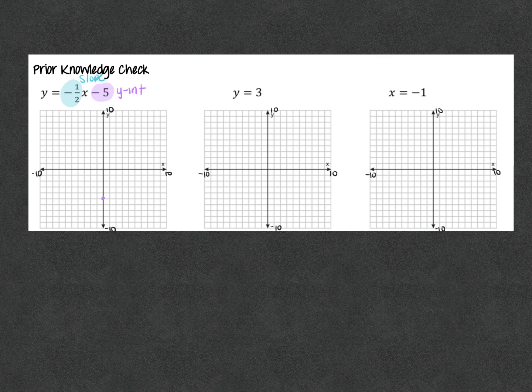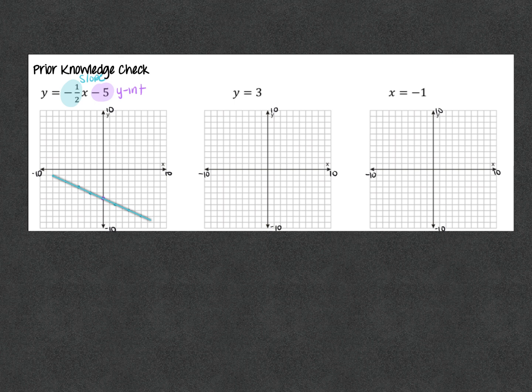So our slope is -1/2. That means we're going to go down 1 and then to the right 2. Down 1, right 2, down 1, right 2. You can do that a few times. You can also go in the opposite direction, so we could have gone up 1 and then back 2. Okay. And then you want to use a ruler for these so that your line is accurate, and then you're going to draw a line through those points.